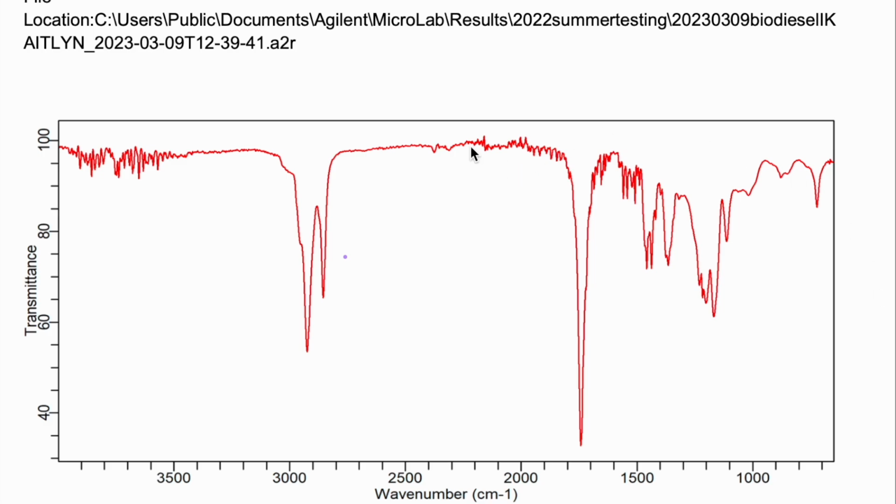Of course, it is possible that this sample still has just coconut oil in it. Remember, the triglyceride is not something you would be able to tell the difference from the IR.